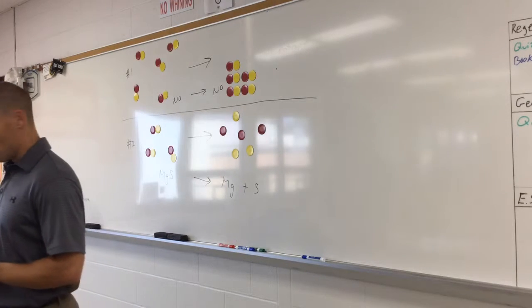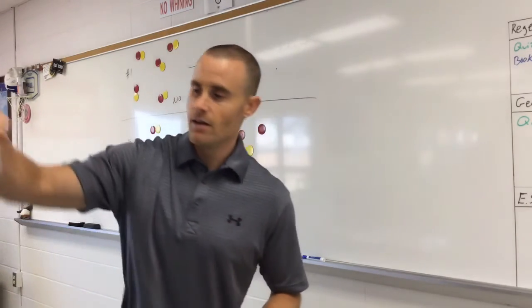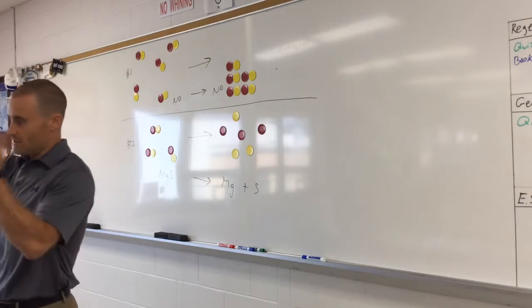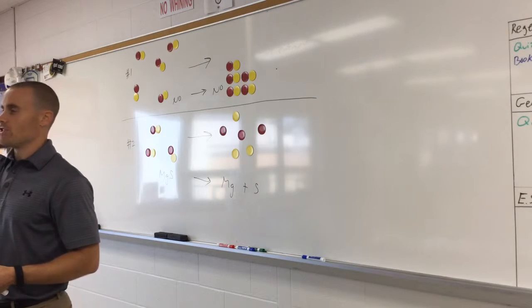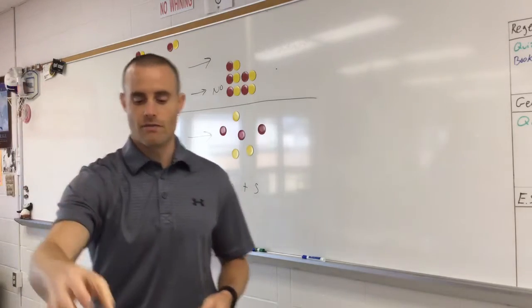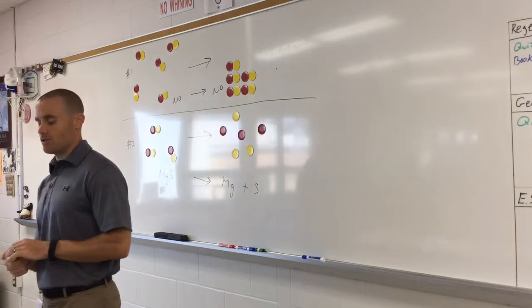Luster. So I can look at this tin. It's kind of shiny. It has luster. That luster that I'm saying it has doesn't change this, right? It's physical. That's a physical property. Something being shiny is a physical property. Remember, things that change the composition are chemical.